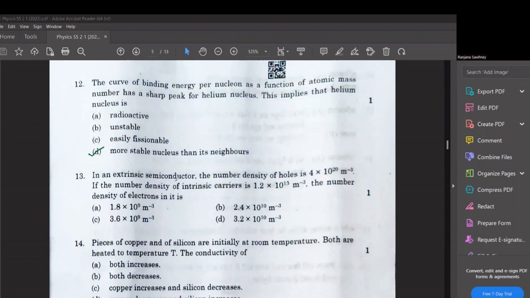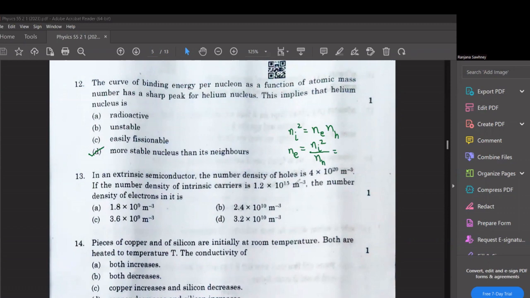Question number 13. In an extrinsic semiconductor, the number density of holes is given and the number density of the intrinsic charge carriers is given. Here we have to find the number density of the electrons. We know that Ni square is equal to Ne into Nh. So Ne, the number density of electrons, will be equal to Ni square, the number density of intrinsic charge carriers squared, upon Nh.